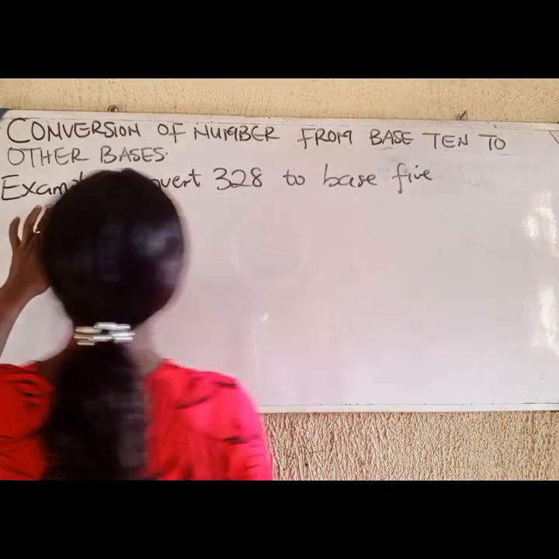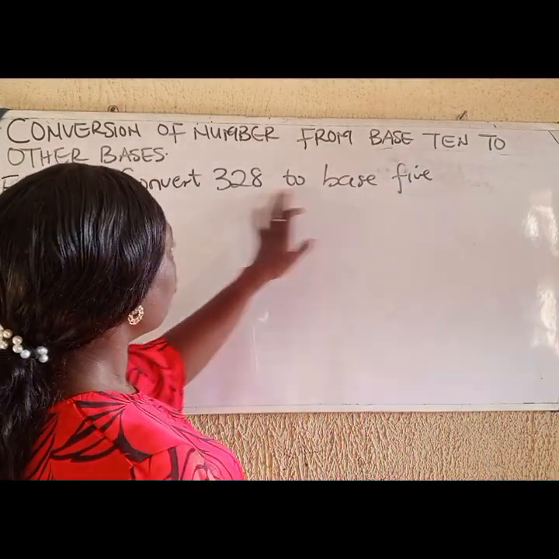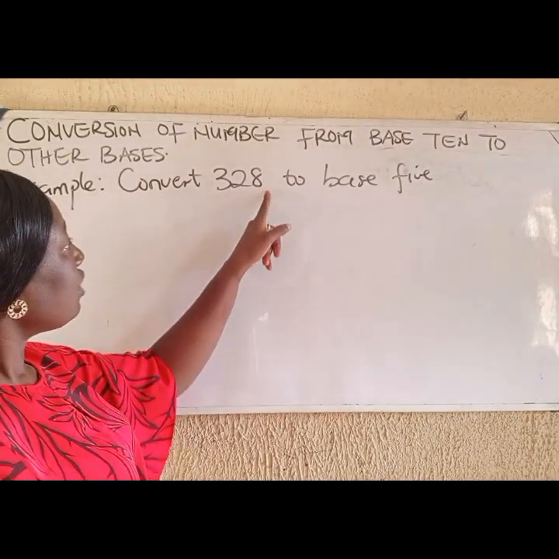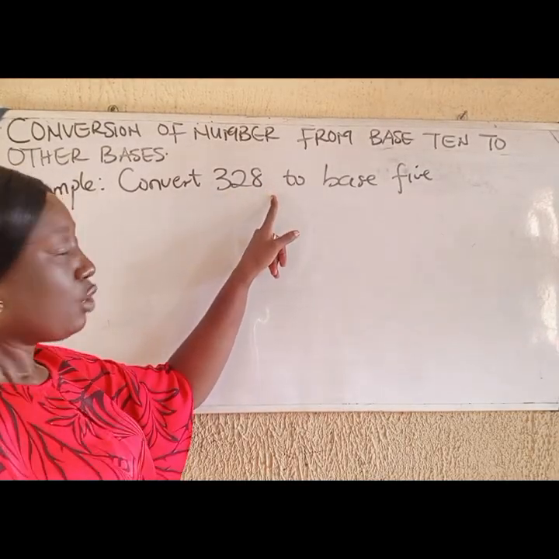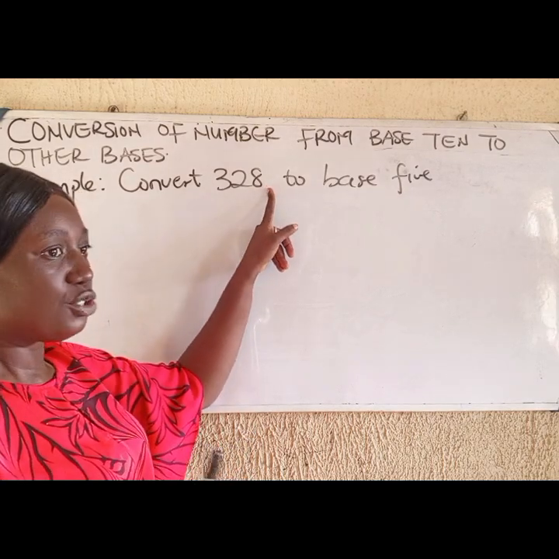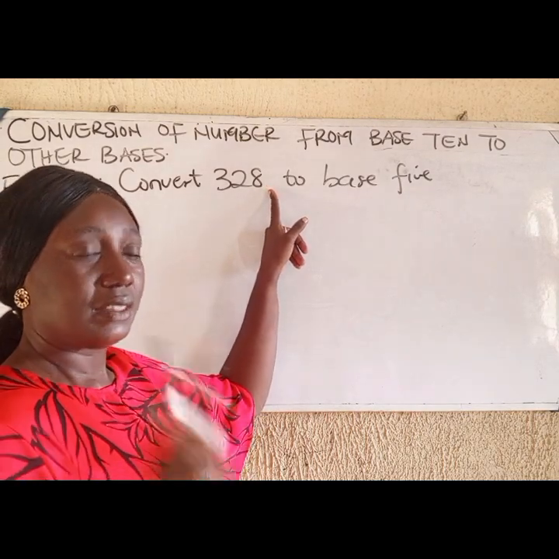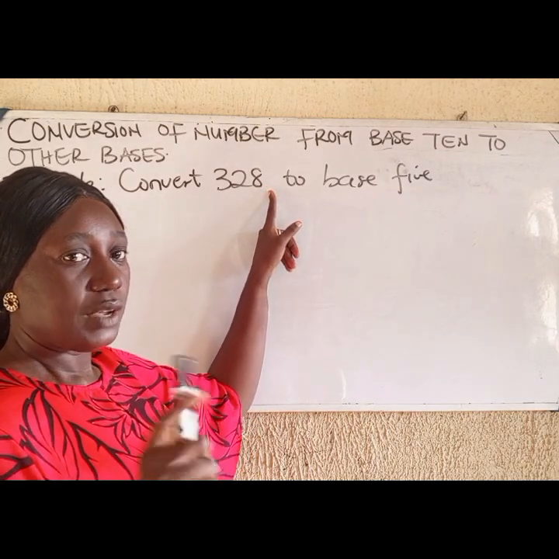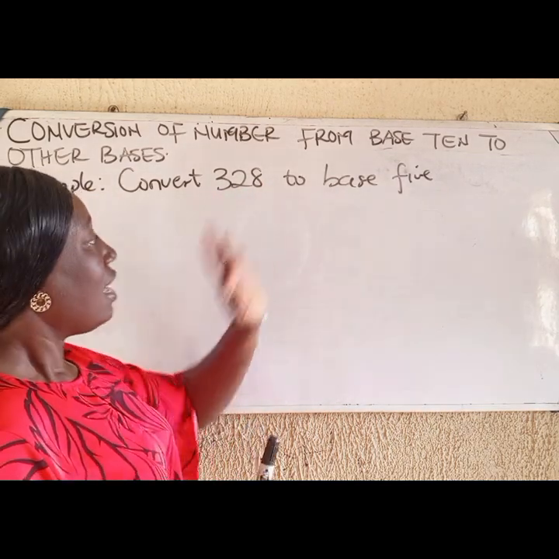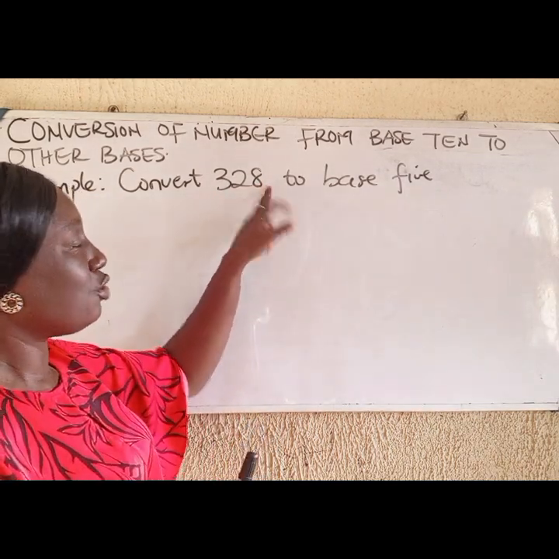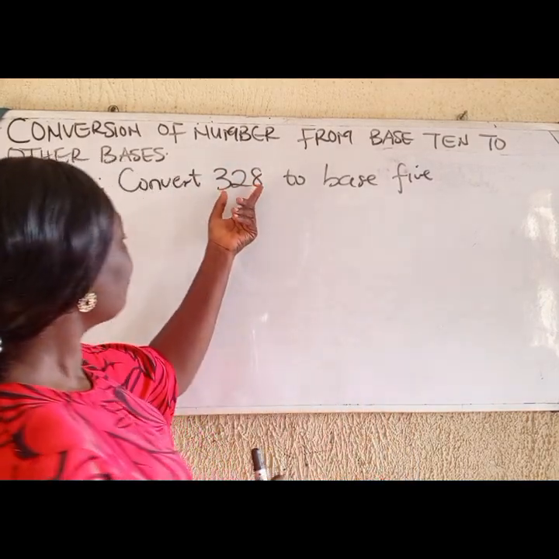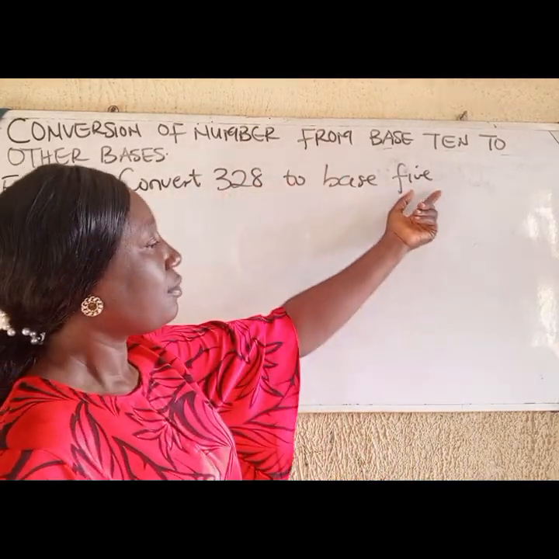So the example says convert 328 to base 5. Now look at this number. There is no assigned base here. So when you have something like this and there is no assigned base, just know that it is in base 10. Are you getting what I'm saying? If you have a question like this and there is no assigned base, just know that it is in base what? Base 10. So they asked us to take this number to base 5.